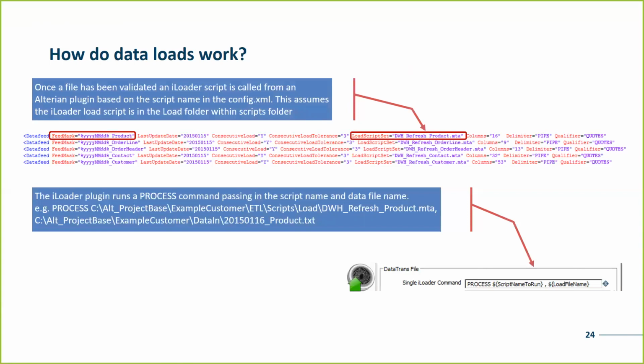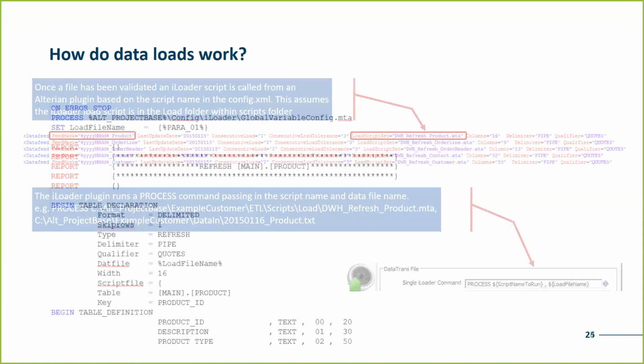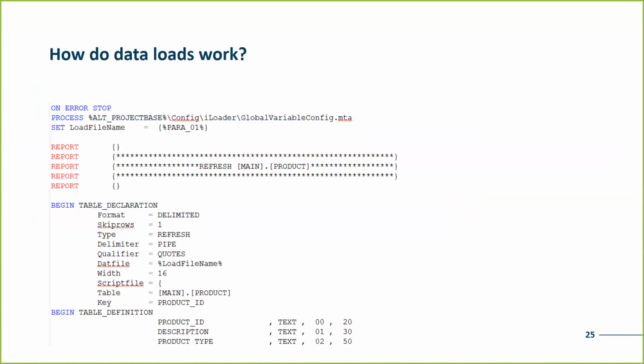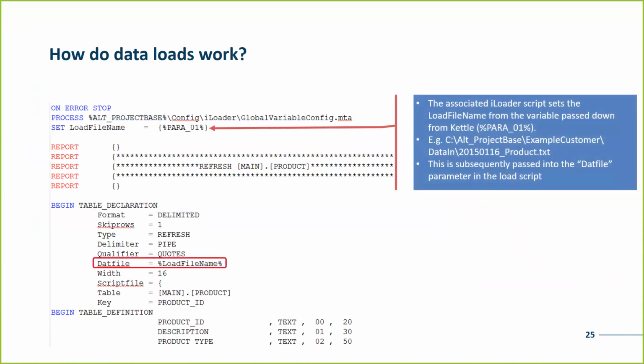So an example here would be that we pass in process the DWH refresh product.mta, and then we pass in the file name as a variable. So that then gets passed to an iLoader script that looks something like this. This is an iLoader load script. That file name will get passed in as para1 into the iLoader script.